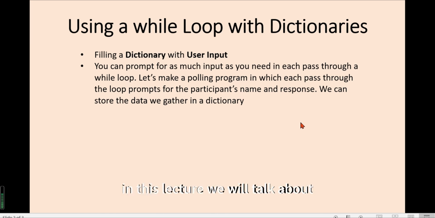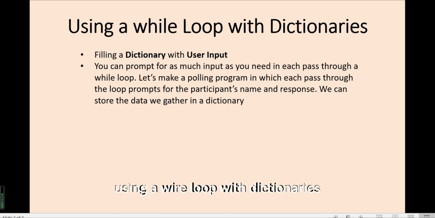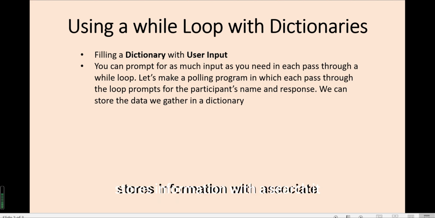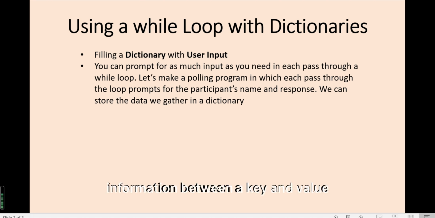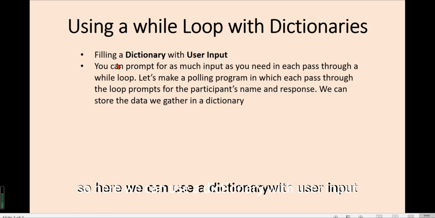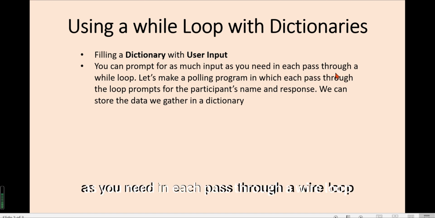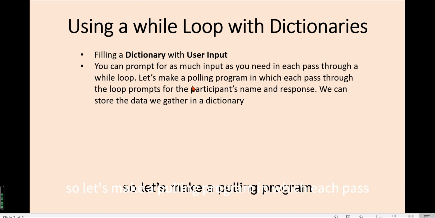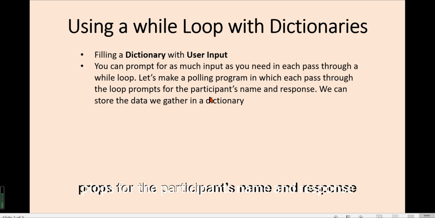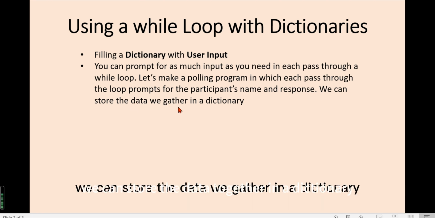In this lecture, we will talk about using a while loop with dictionaries. We know that each dictionary stores information with associated information between a key and a value. So here we can use a dictionary with user input. You can prompt for as much input as you need in each pass through a while loop. So let's make a polling program in which each pass through the loop prompts for the participant's name and response. We can store the data we gather in a dictionary.